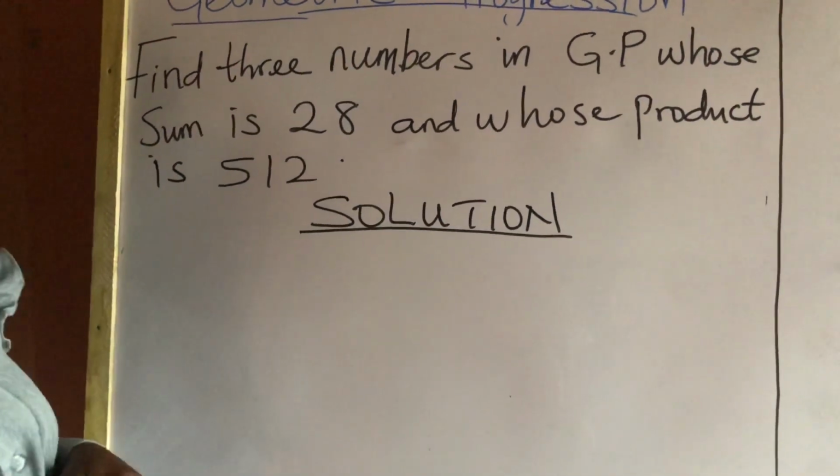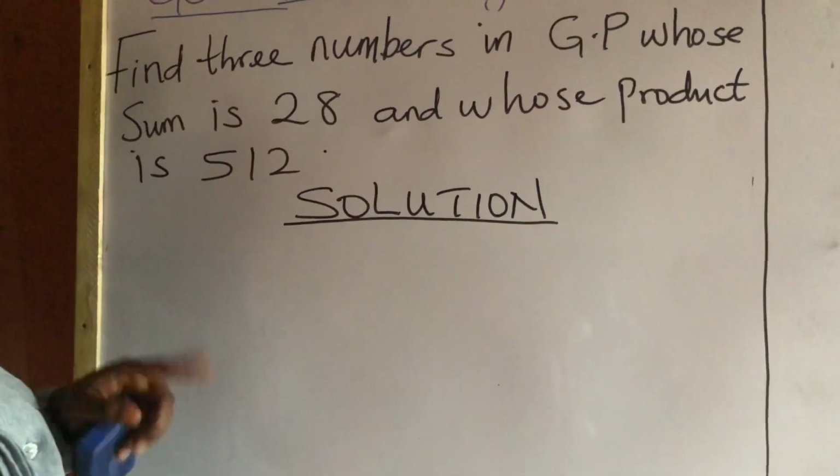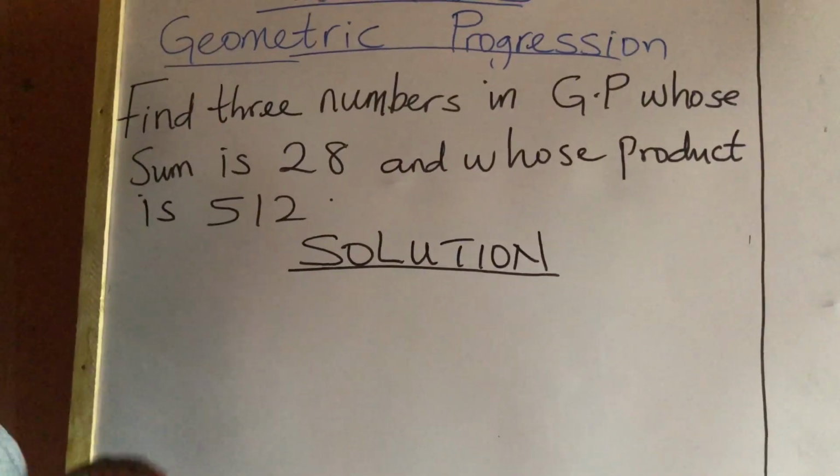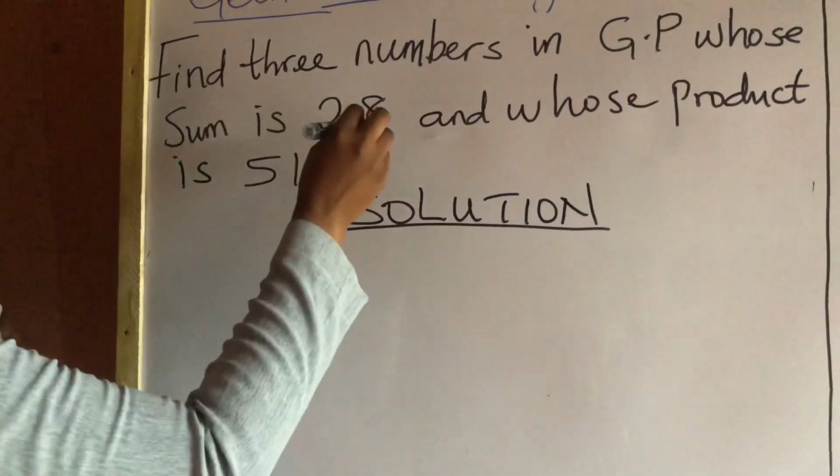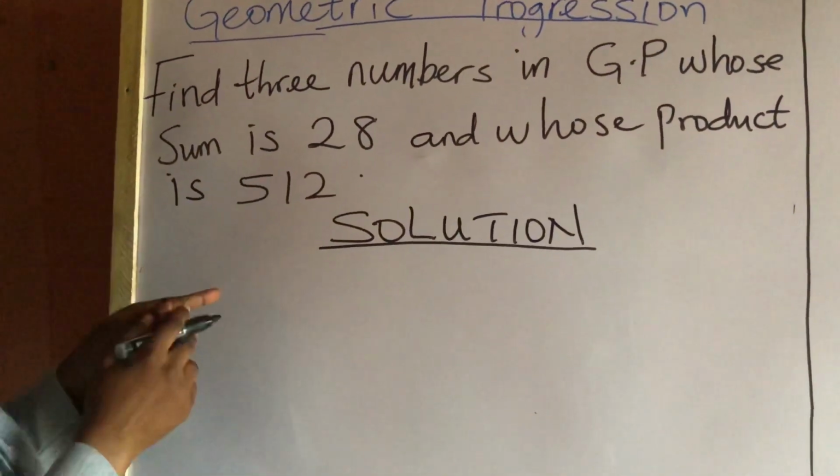So here is another question on GP. Find three numbers in GP whose sum is 28 and whose product is 512. For this kind of question, we have done something like that in AP.